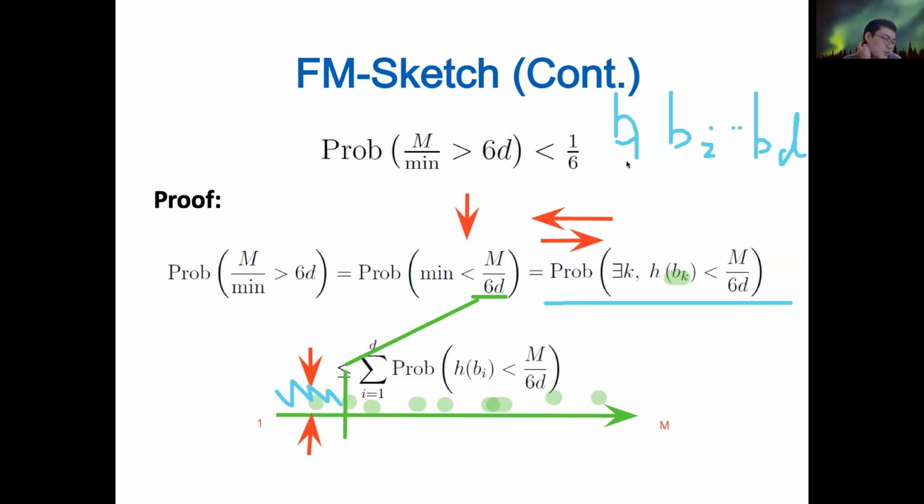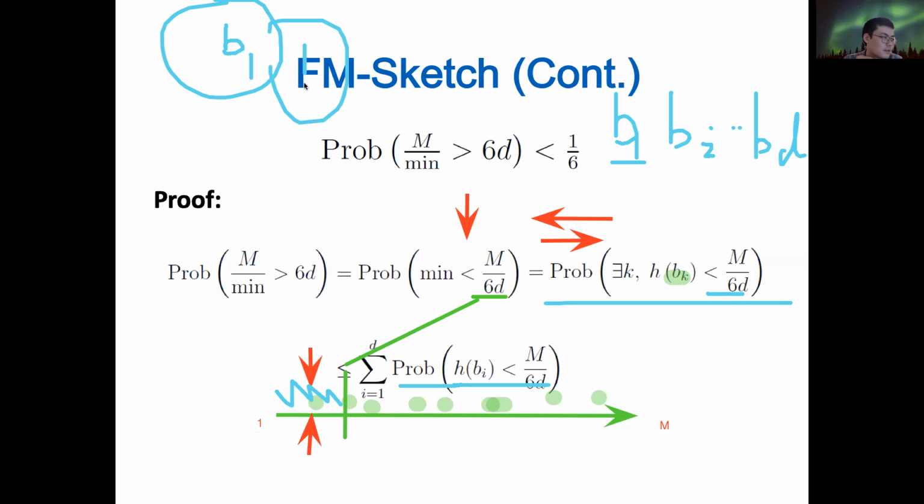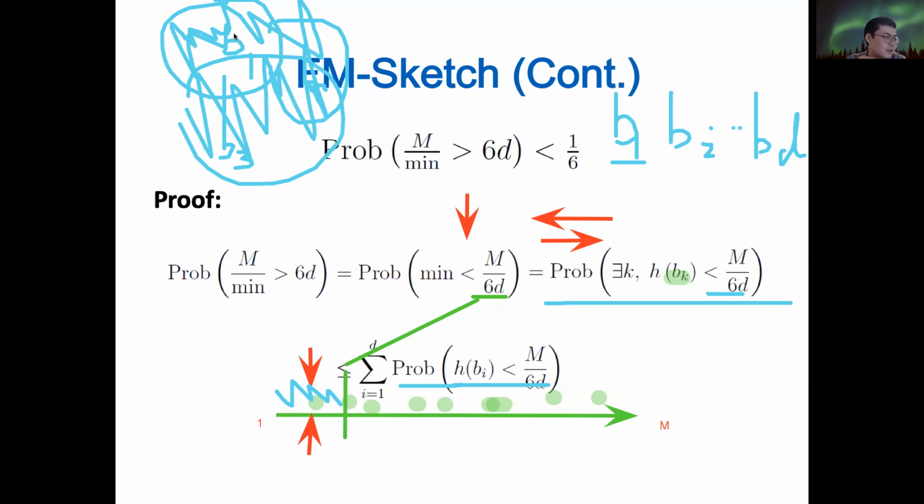So each event, B1 is less than this, has a probability. H(B1) is this, H(B2) is this. So if there exists something that holds, it means that at least some of them happen. You can have 2 or 3 events. This is B1's event, this is B2's event, this is B3's event. They can overlap, so at least some of them happen. So it's the total area in the Venn diagram. So this is less than or equal to the union bound of each event's probability.